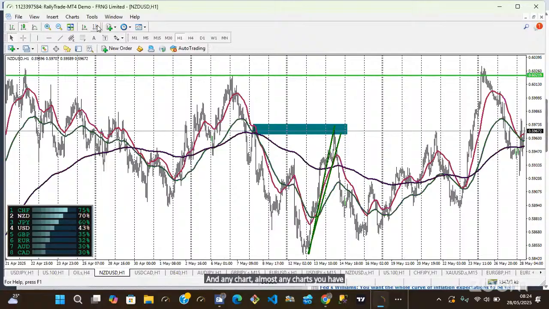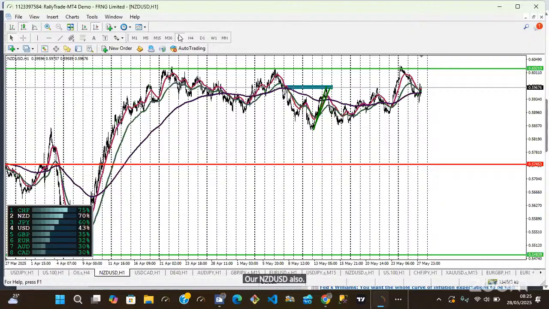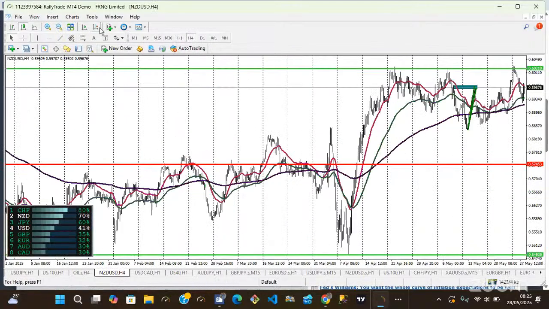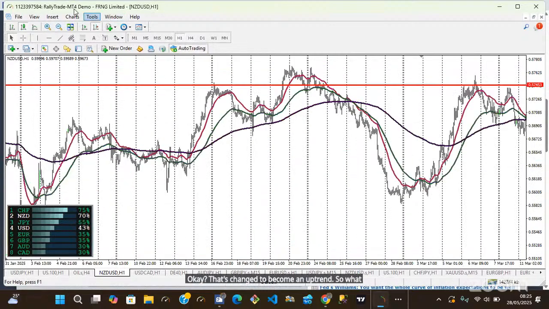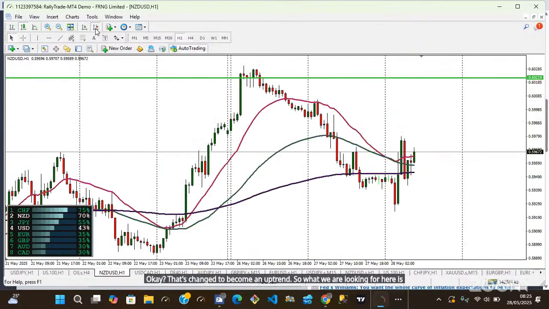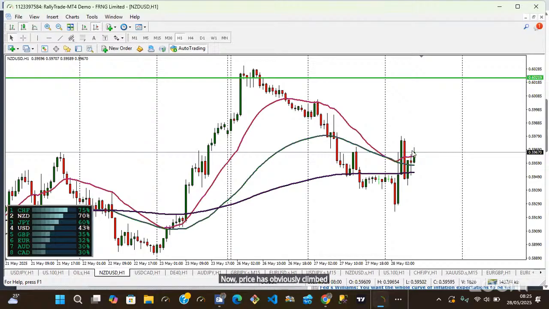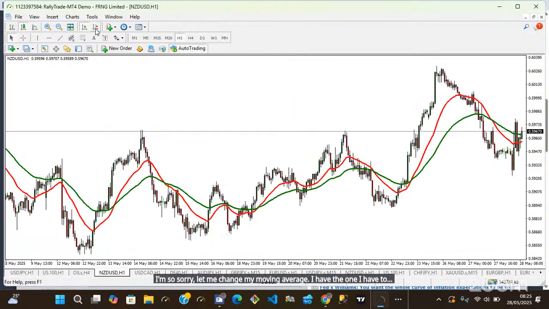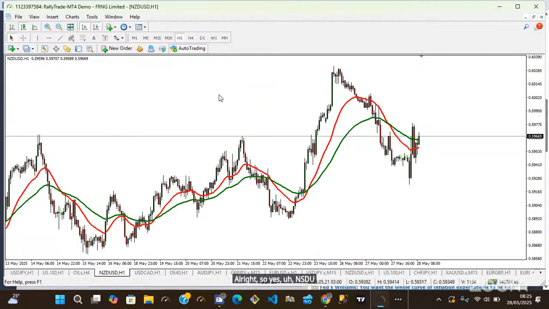All right. Our NZDUSD also. This guy is still in an uptrend. Okay. That's changed to become an uptrend. So what we are looking for here is also buy opportunities. Now, price has obviously climbed above our moving average again. I'm so sorry. Let me change my moving average. I have the one, I have 3. Okay, good. All right. So yes, our NZDUSD, we keep pushing higher and higher.